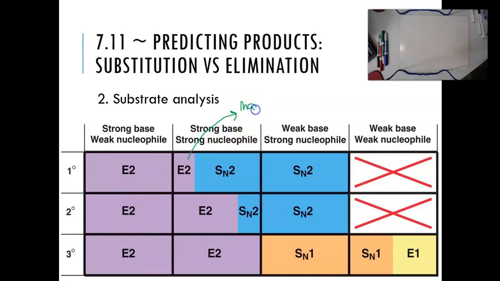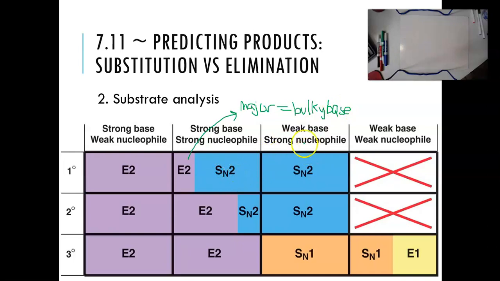Okay, we can make the E2 the major if we use a bulky base. We talked about bulky bases. Our common one to use is the tert-butoxide. And the reason for this is because we are increasing that steric hindrance, and so it will force our reaction to go to the E2 instead.